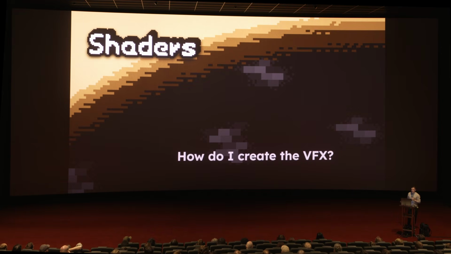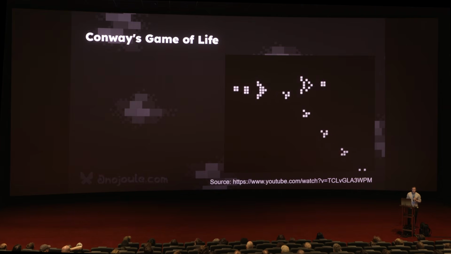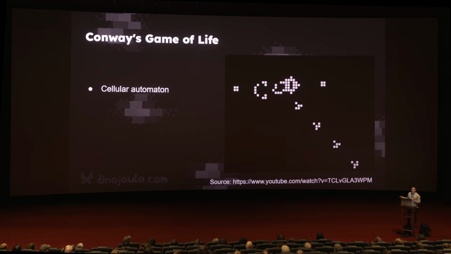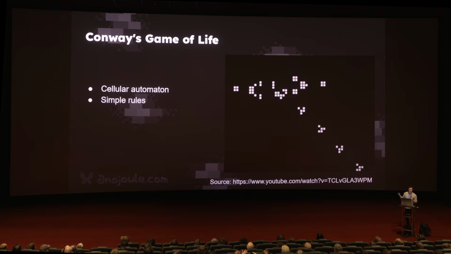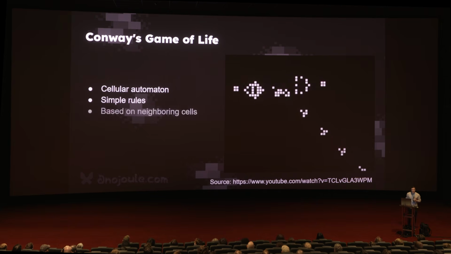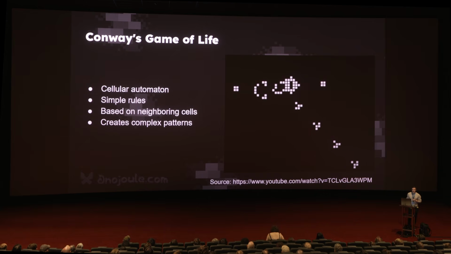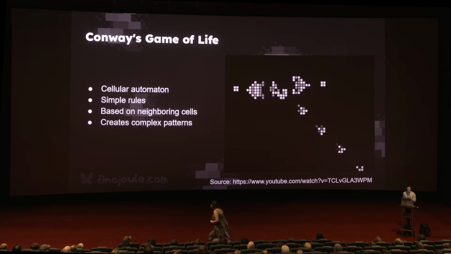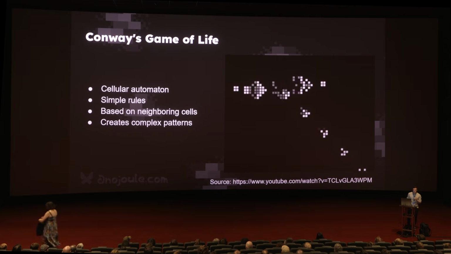So how do you actually create these shaders? For some inspiration, of course, Conway's Game of Life. It's a cellular automaton with some simple rules you can define, which are mostly based on neighboring cells or pixels. And it can create complex patterns. So the potential is definitely there.